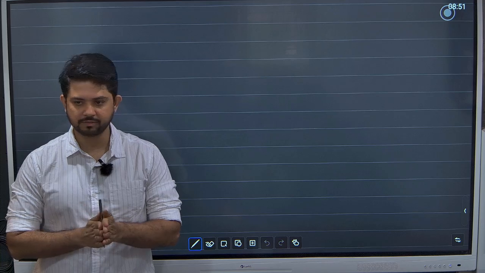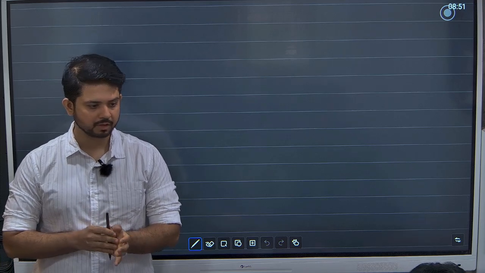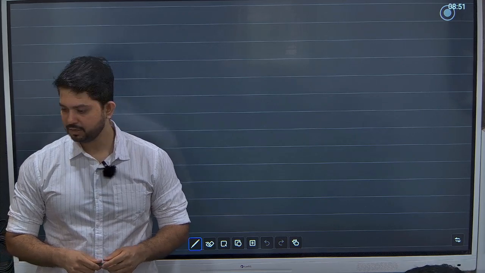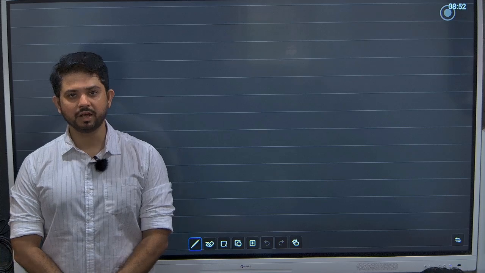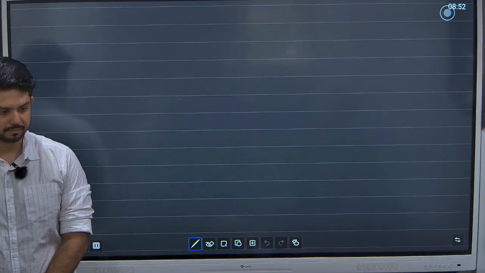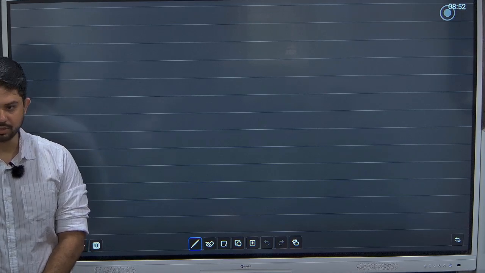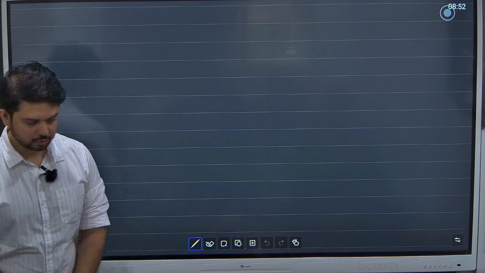Last class, where did we stop? We did conductivity, then we did molar conductivity, then we did I think numericals on the same. ठीक है, आज थोड़ा सा कंटिन्यू करते हैं.